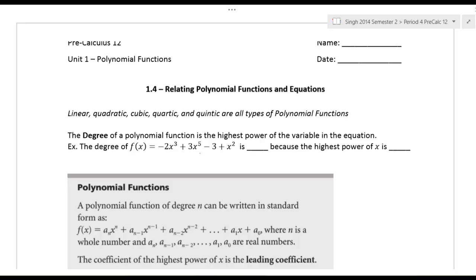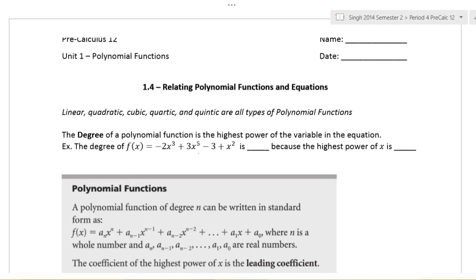The first terminology we need to know is the degree. The degree of a polynomial is always considered the highest power of the variable in the equation. So for example, if you have the polynomial negative 2x cubed plus 3x^5 minus 3 plus x squared, for this particular polynomial, the term with the highest power is this, and the highest power itself is that. So we say the degree of that polynomial is 5, or that's a quintic polynomial. Again, because the highest power of x is 5.